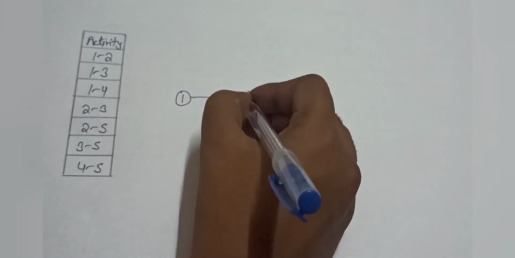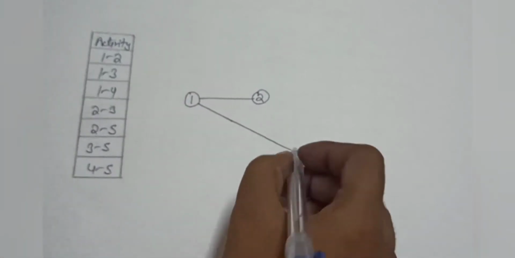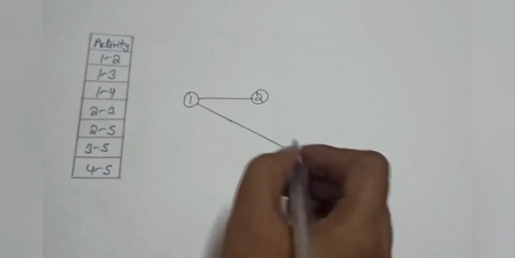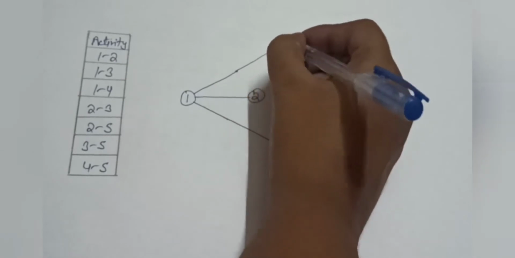Now we will draw our network. So these are our activities. We will start with our first activity, 1 to 2. So this is our first node, and this is our second node, 1 to 2. Then we have activity 1 to 3, so we will draw like this, 1 to 3. Then we have 1 to 4. We will draw like this, 1 to 4.